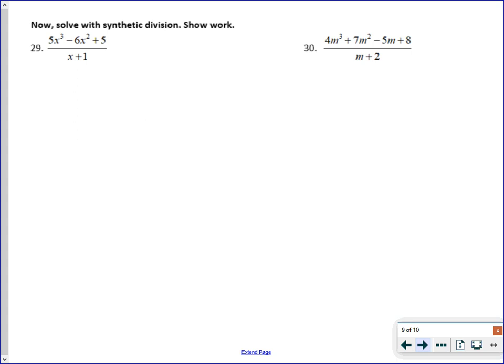All right, now we're going to solve using synthetic division. We're going to do the same problem, and we're going to see, do we get the same answer as we did in the previous slide. Since we're dividing the same polynomial with the same divisor, we should get the same exact quotient. So we see here we're dividing by x plus 1. That tells me that my a is negative 1. So I'm going to put negative 1 in the top left corner. I'm going to write out my coefficients: 5, negative 6, 0, and 5. I don't have an x term, so I'm going to put a 0 there instead.